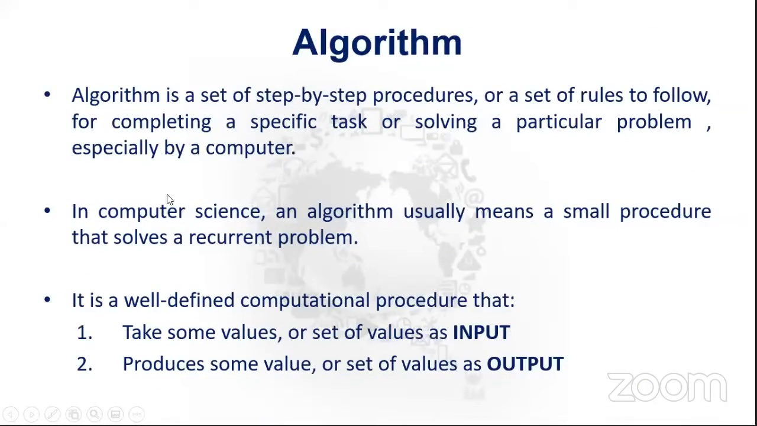So an algorithm is a set of step-by-step procedures or a set of rules to follow for completing a specific task or solving a particular problem, especially by a computer. In computer science, an algorithm usually means a small procedure that solves a recurrent problem. It is a well-defined computational procedure that takes some value or set of values as input, and produces some value or set of values as output.